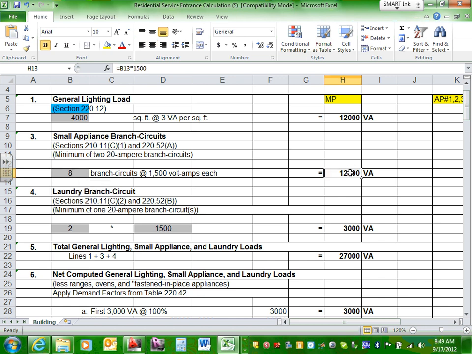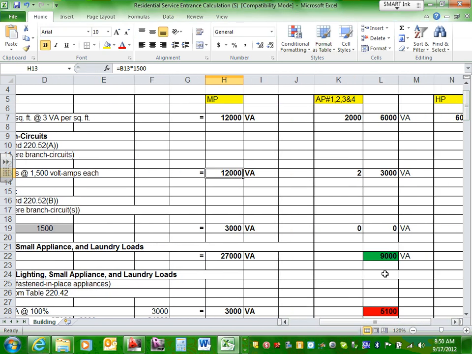So you multiply the 8 by, can you see where the two cells are, this cell multiplied by 1500. Why 1500? The code says 1500. So that's where you get this number. Now you move into the apartment. Why do you think we have two here under the apartment? Each apartment panel is going to see only two. Two multiplied by 1500 will give you this.